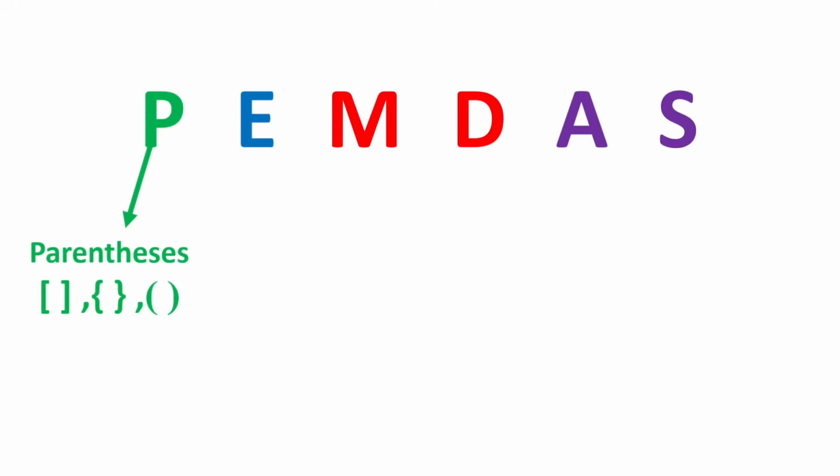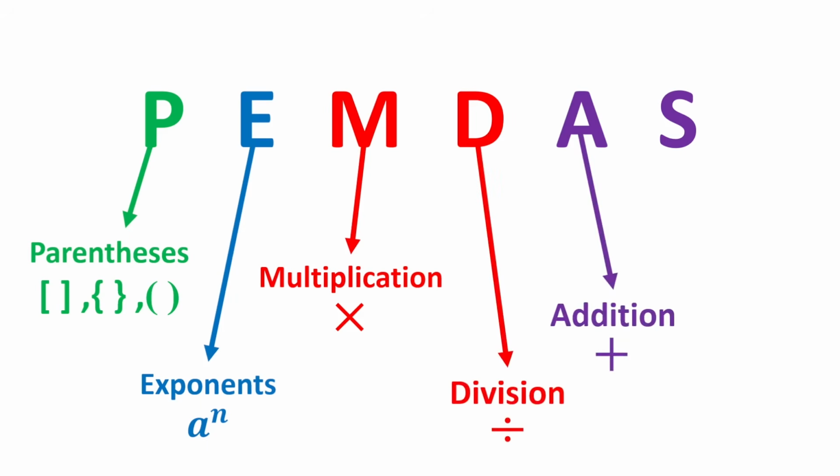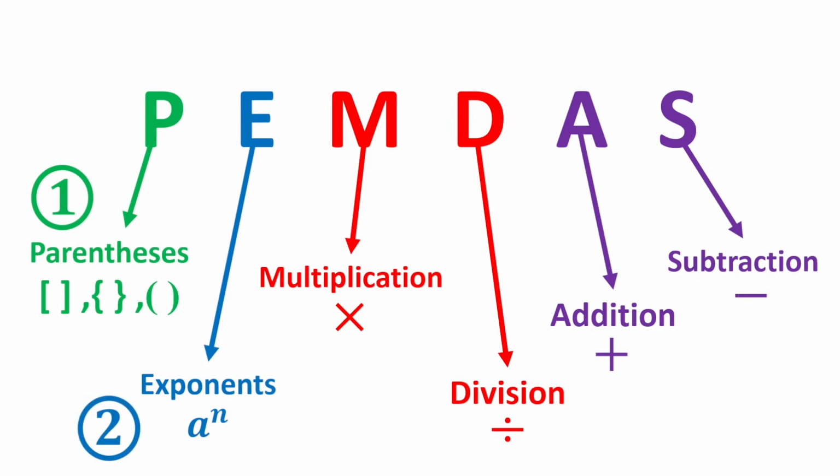In PEMDAS, P stands for parentheses, E stands for exponents, M stands for multiplication, D stands for division, A stands for addition, and S stands for subtraction. According to PEMDAS, in any mathematical expression, we first solve the operations inside the parentheses, then we calculate exponents, then multiplication and division, and finally, addition and subtraction.